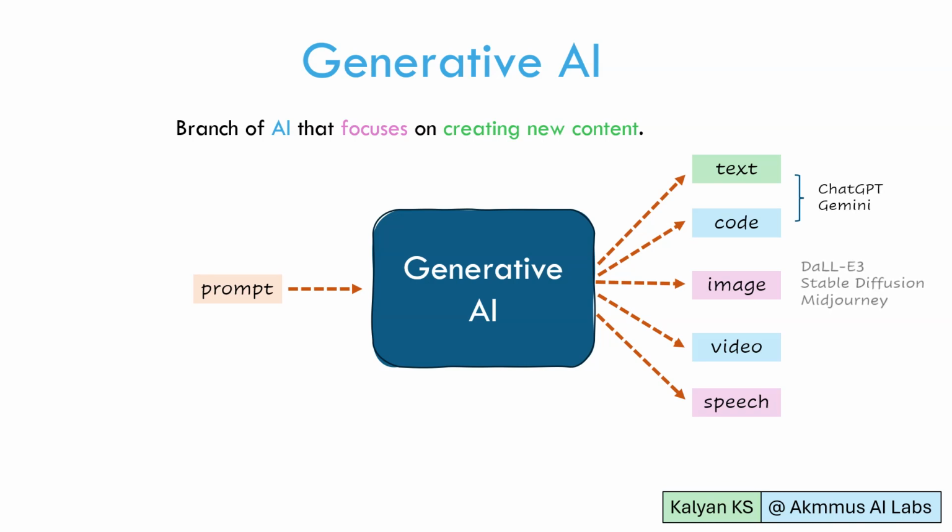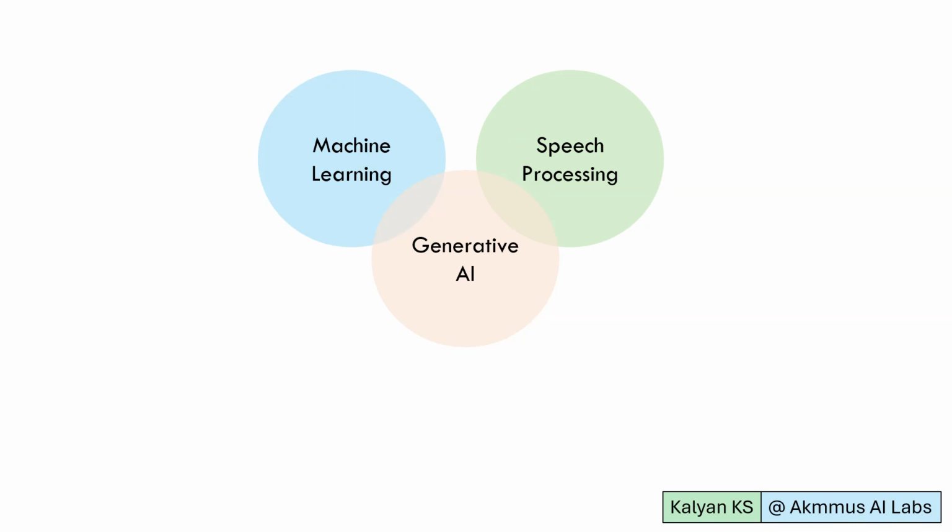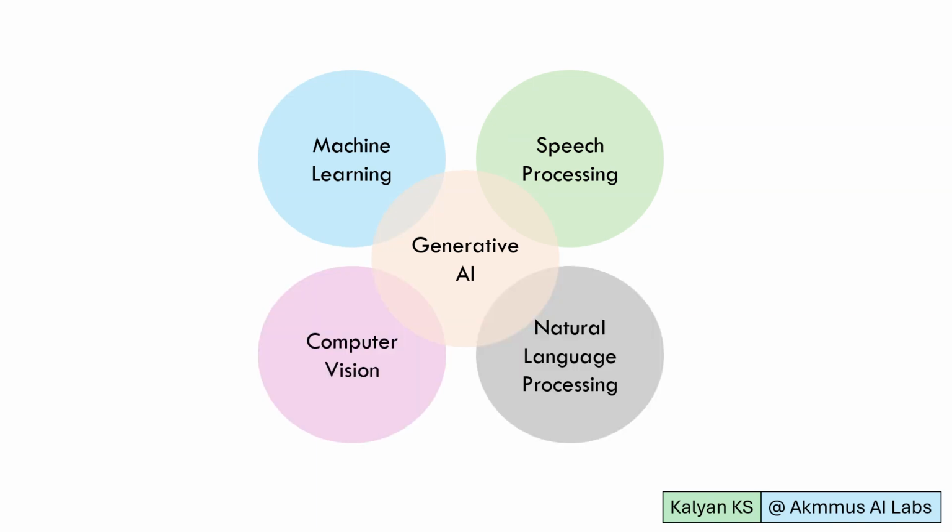DALL-E 3, Midjourney, and Stable Diffusion are the popular image generative AI models. Sora is a popular video generative AI model from OpenAI. VoiceBox is a popular speech generative AI model. We can say that generative AI is at the intersection of machine learning, speech processing, computer vision, and natural language processing. Generative AI makes use of advanced deep learning models and can generate text, code, speech, image, and video content.